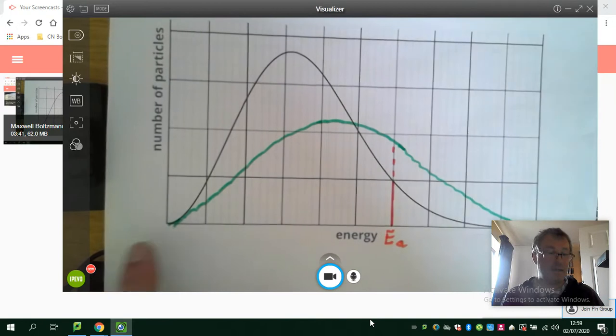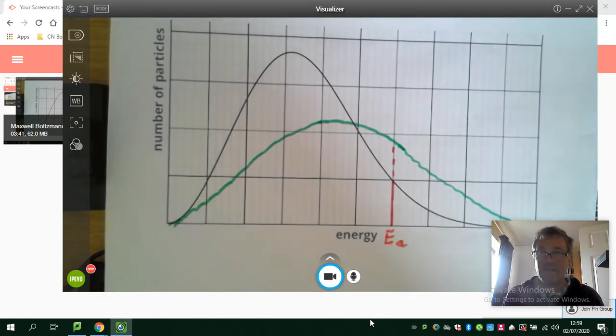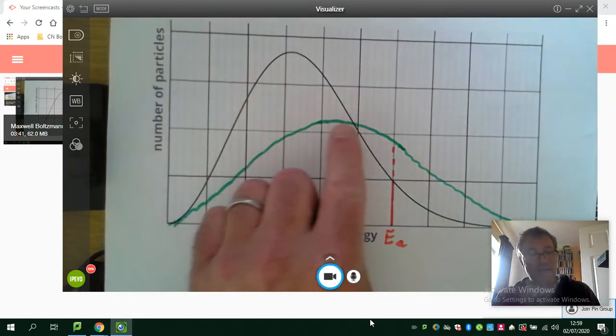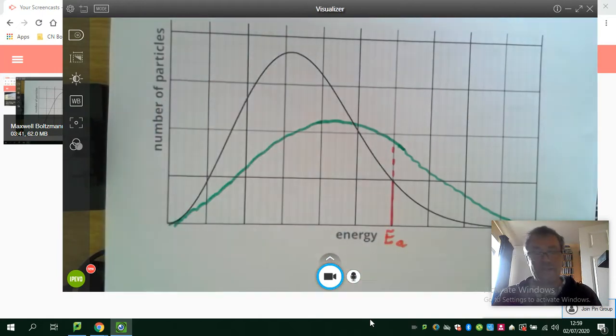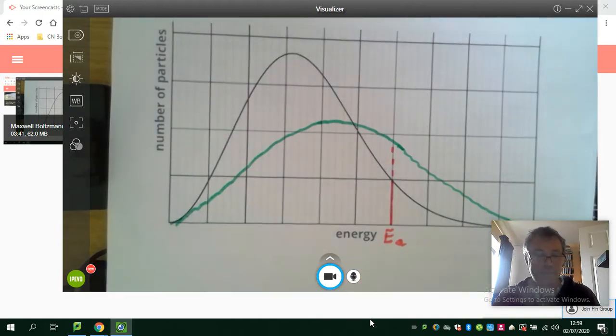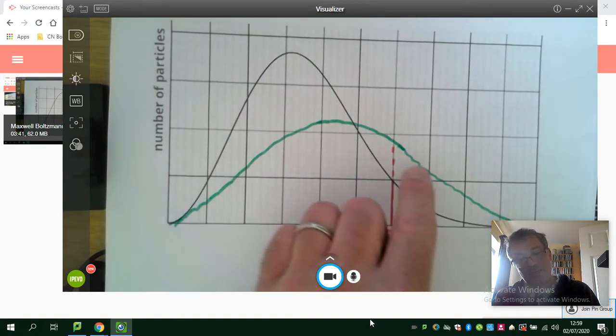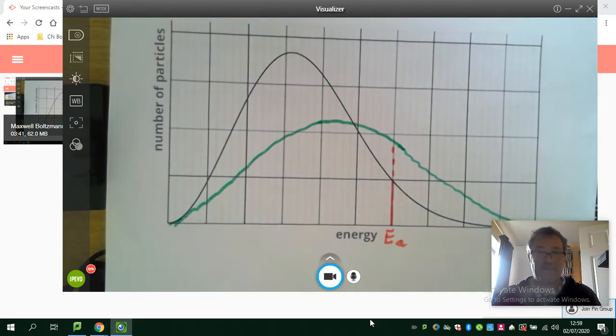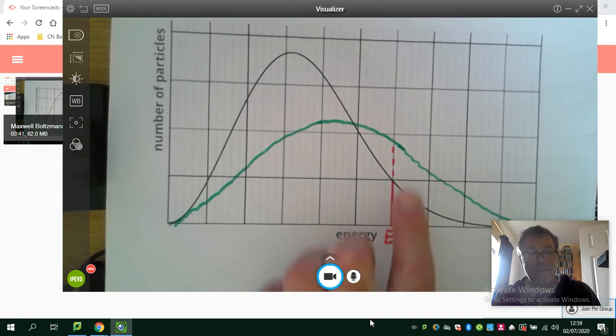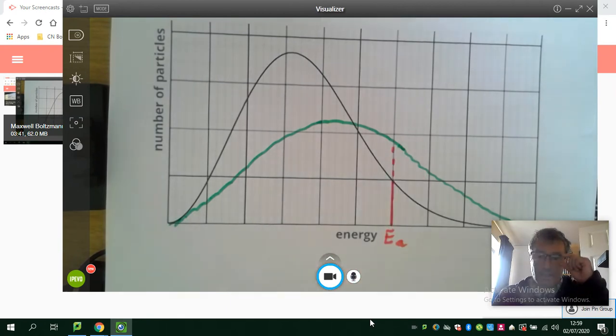So it still starts at 0. That's a very messy line on my behalf. We can see our peak is to the right of the original peak. So the green line is the higher temperature. And we can see that the tail is fatter there. Okay. This isn't changing the activation energy. Only the catalyst is going to change the activation energy.